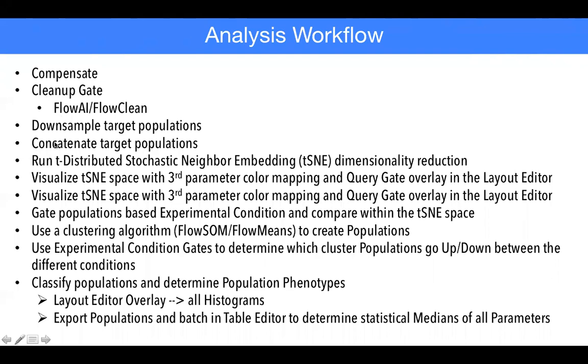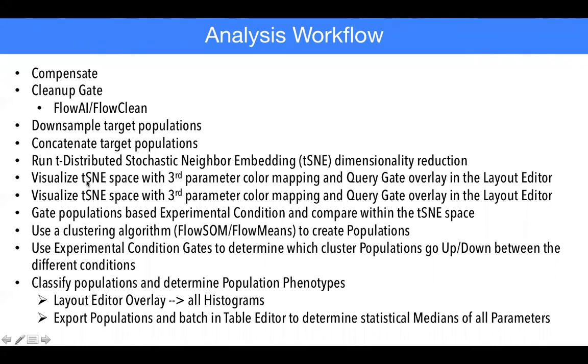So after I clean up the sample, I then am going to take my target population. In this case, it's going to be HLA-DR positive antigen presenting cells that are not T cells, not NK cells, and not, what else do I dump? And not B cells. And then I'm going to take those target populations. When I've downsampled them, I'm downsampling to limit the number of events that go into the T-SNE algorithm because it's a very memory intensive process. So I'm going to concatenate the target populations together into a new file. Then I'm going to use the T-SNE dimensionality reduction algorithm to create this dimensionally reduced data space.